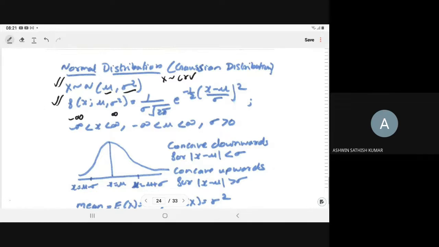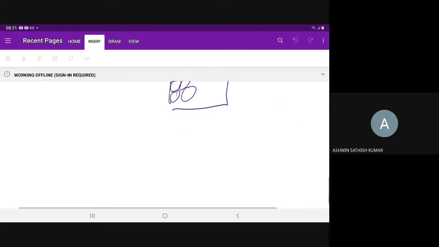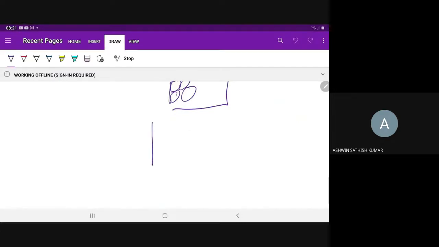So the shape of normal distribution is the bell shape, right? The shape of normal distribution is bell shape, and it is symmetric about the mean. So here we have the bell shape, right?